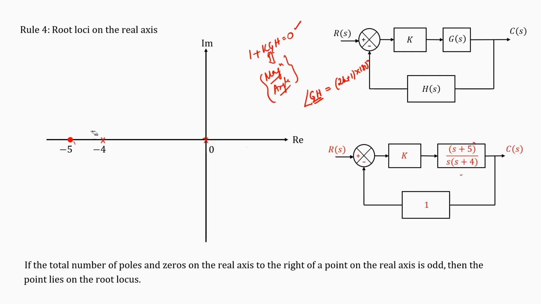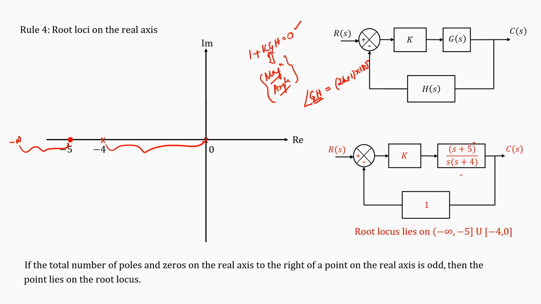So, the angle criteria will not be satisfied for any point here, whereas the angle criteria will be satisfied for this part again, because there will be 3 times 180 degrees. In other words, if you take a point and to your right there are an odd number of poles and zeros, then that point must lie on the root locus. So, in this case, this entire thing will lie on the root locus, and this entire line till minus infinity will lie on the root locus. Okay, I hope I could make myself clear.